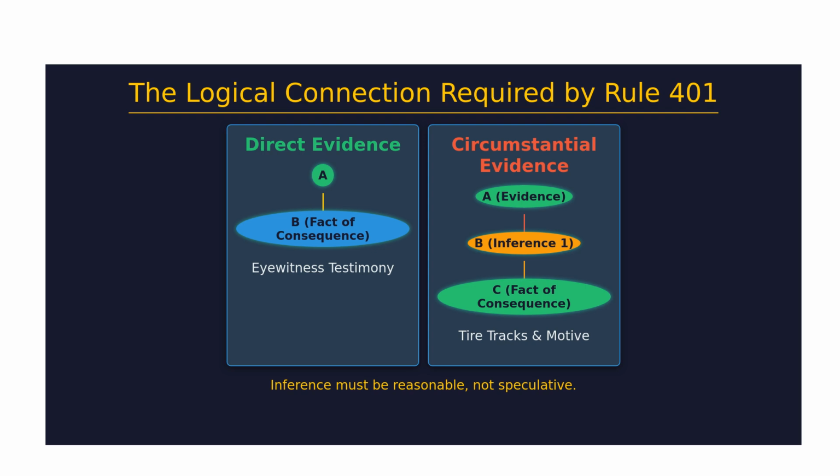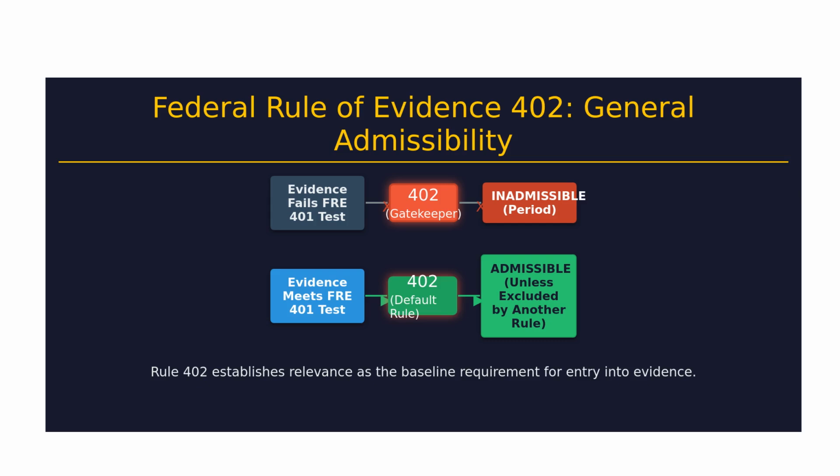Circumstantial evidence, however, requires an inference. For example, tire tracks found at the scene do not directly prove the defendant was driving, but they allow us to reasonably infer that a vehicle matching the defendant's was present. The key distinction is the gap in reasoning. Circumstantial evidence is perfectly acceptable and often highly probative, provided the inference you ask the jury to draw is reasonable and grounded in common sense, rather than being purely speculative. If the connection is too tenuous, the evidence lacks the necessary logical tendency to be relevant. We establish the logical connection required by Rule 401.